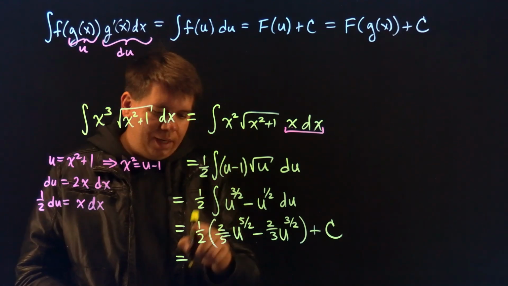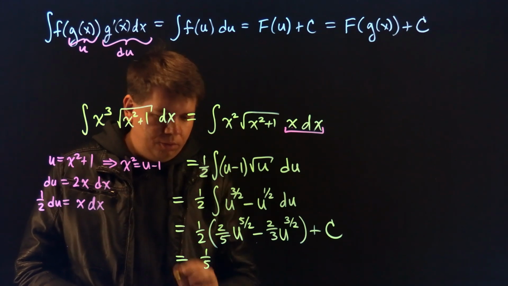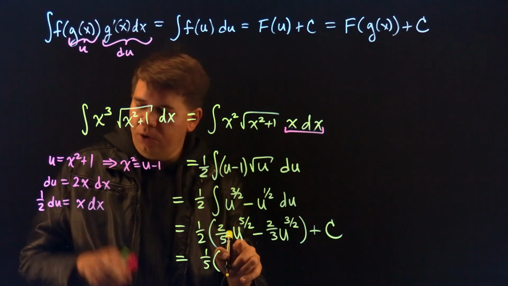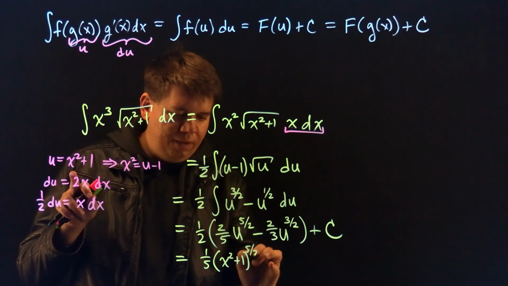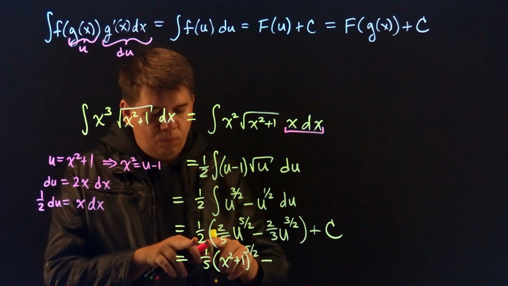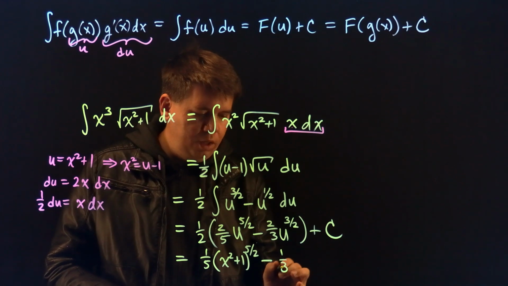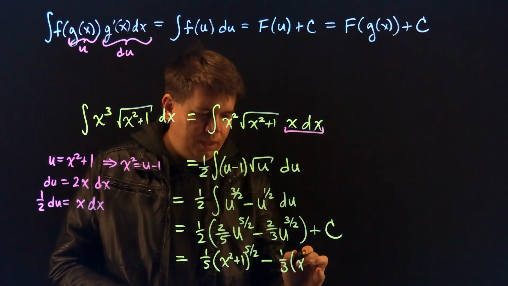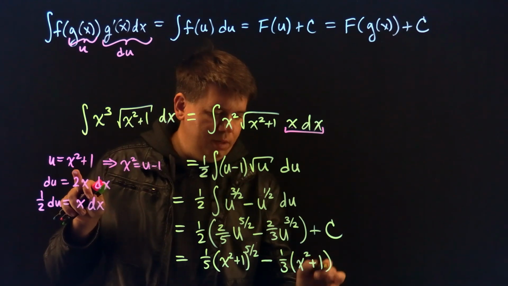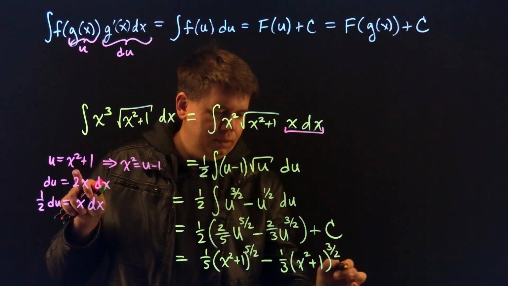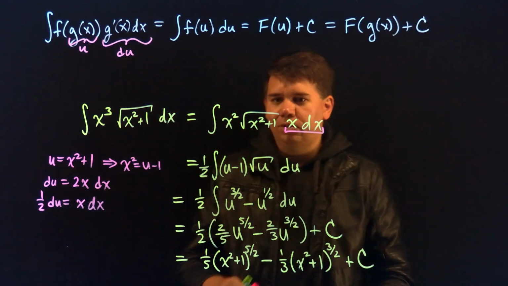And also along the way, I'll distribute this 1/2. So 1/2 times 2/5 is just 1/5. Those 2's cancel. So it's 1/5 of x squared plus 1 to the 5/2, minus 1/2 times 2/3, which is 1/3, of x squared plus 1. I'm changing my u back to x squared plus 1, to the 3/2, plus c. So there you go. Here's the antiderivative.